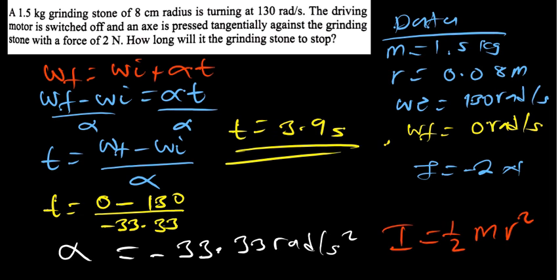So it will take about 3.9 seconds. If you can round it off and say it's 4 seconds, it will take about 4 seconds or 3.9 seconds for this grinding stone to come to a stop. So this is the basic idea behind inertia.